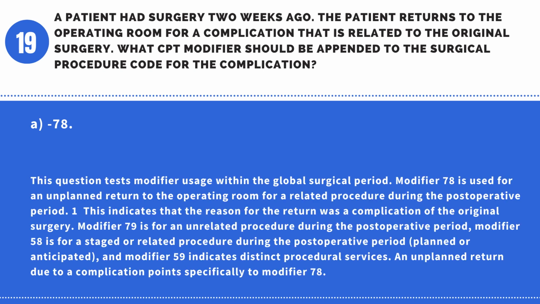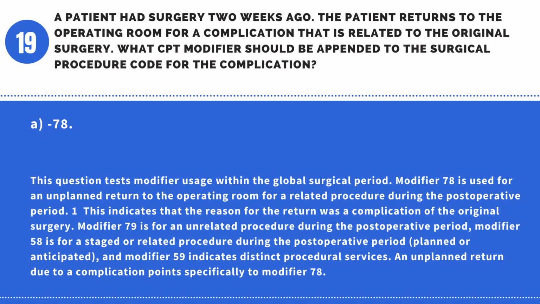Answer A. -78. This question tests modifier usage within the global surgical period. Modifier 78 is used for an unplanned return to the operating room for a related procedure during the postoperative period. This indicates that the reason for the return was a complication of the original surgery.